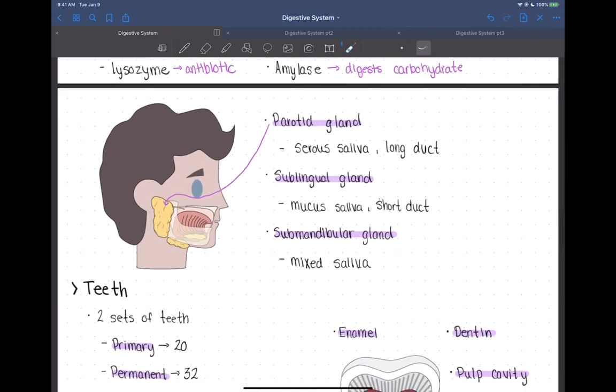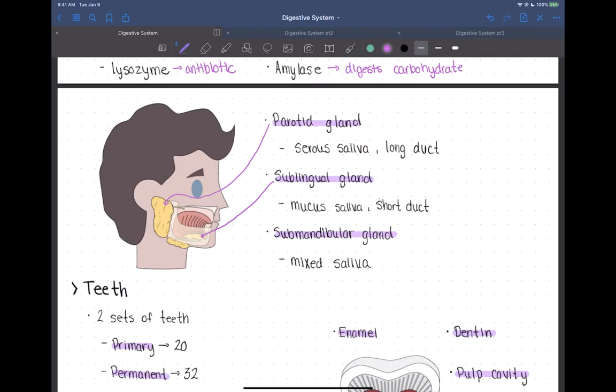And then we have kind of the polar opposite, which is the sublingual gland, which is right here. It sits at the base of the tongue, and it has these very short little ducts that open up into the floor of the mouth. So it has very short ducts, so it makes a mucus saliva, because it doesn't have very far to travel.